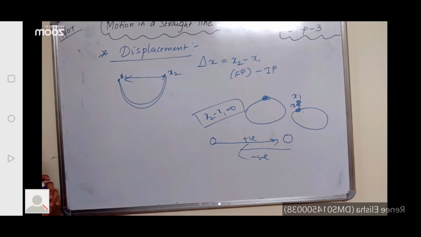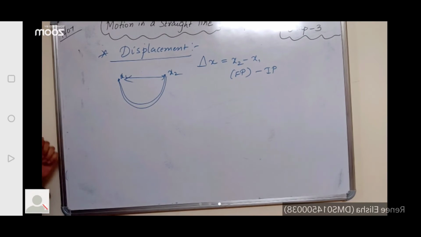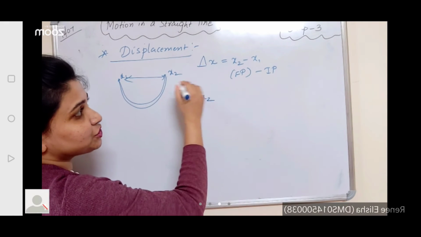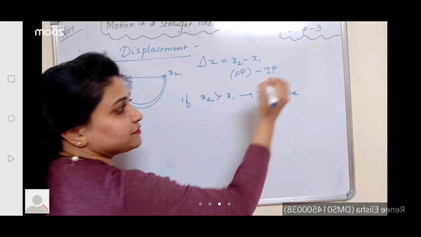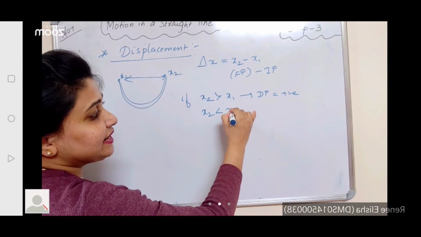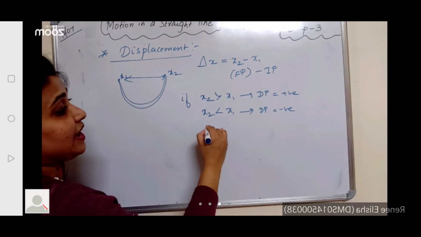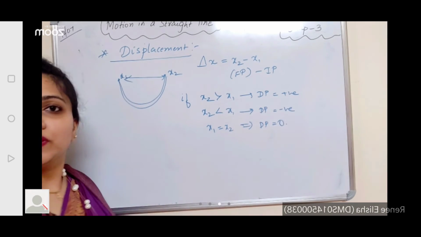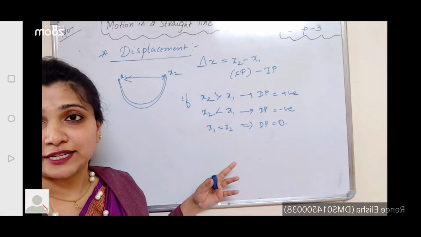So, we have three cases which arise when I'm talking about displacement. Now, cases such as: if final position x2 is greater than x1, then the displacement is always positive. But if the final position x2 is less than x1, then the displacement is negative. And if x1 is the same as x2, then the displacement is zero. Understood, children? Positive displacement, negative displacement, and zero displacement.